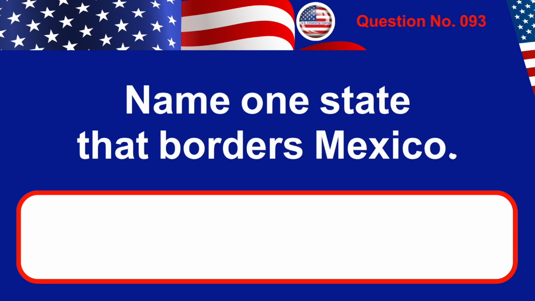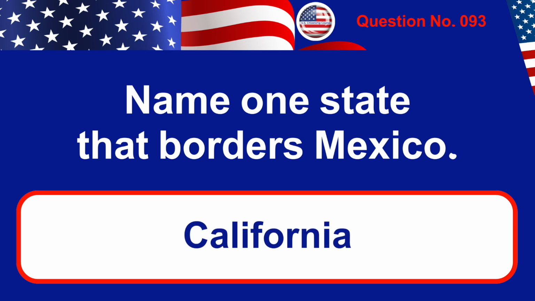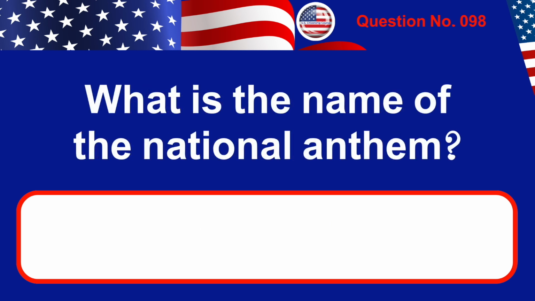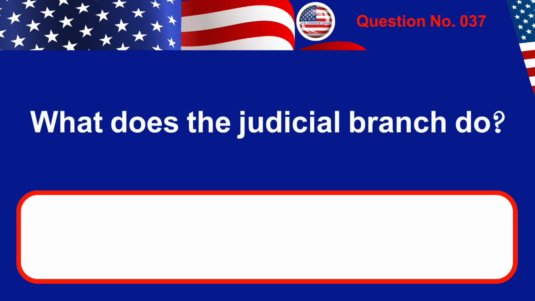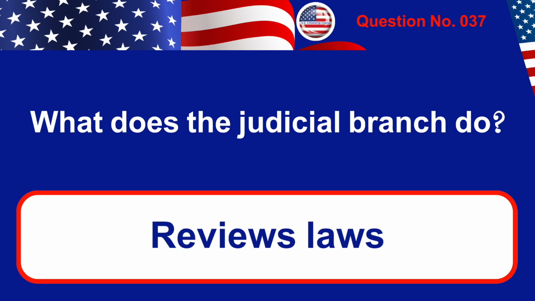Name one state that borders Mexico. California. What is the name of the national anthem? The Star-Spangled Banner. What does the judicial branch do? Reviews laws.